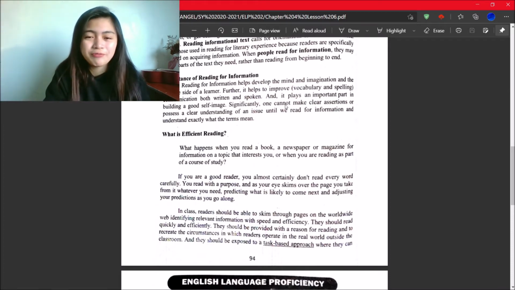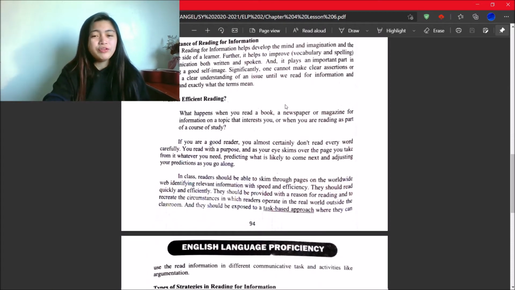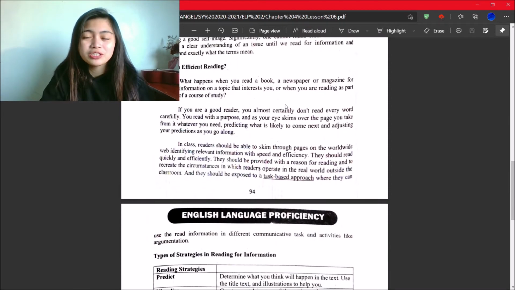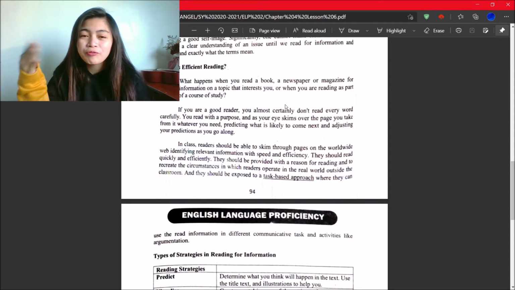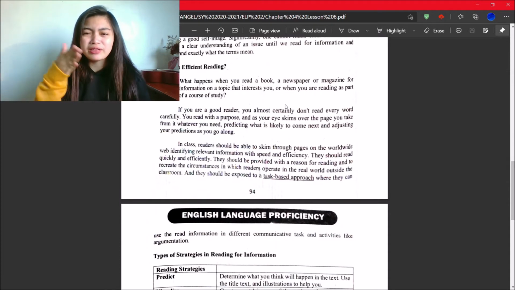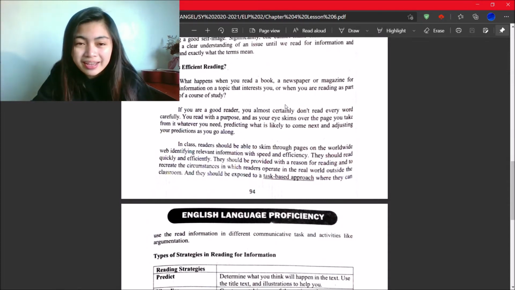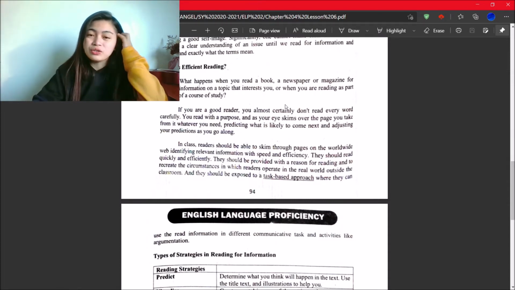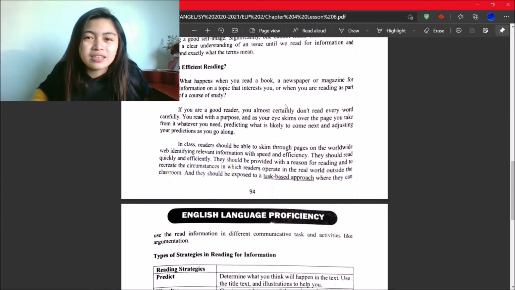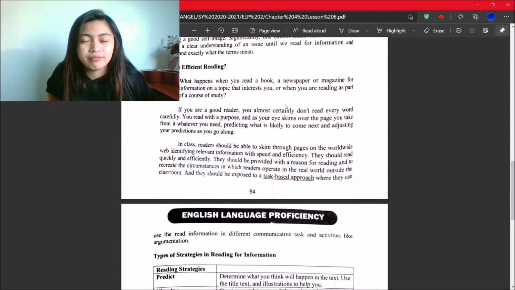So, what is efficient reading? So, if you are a good reader, you almost certainly don't read every word carefully. So, you read with a purpose. And as your eye skims over the page, you take from it whatever you need, predicting what is likely to come next and adjusting your predictions as you go along. So, basically, hindi nga lang sa reading, in all that you do, you need to have a purpose.